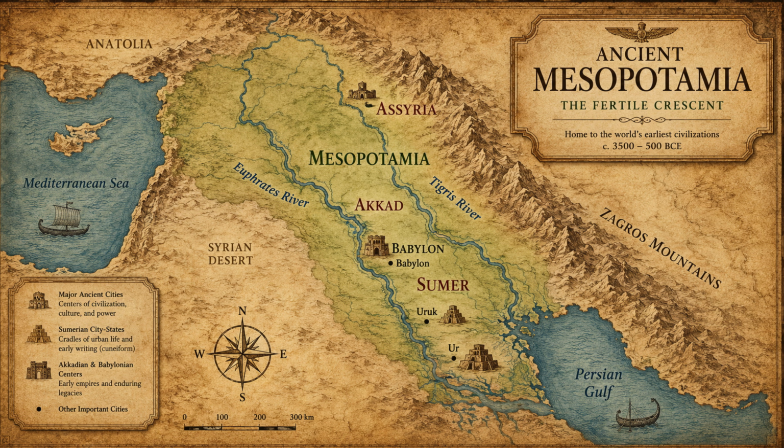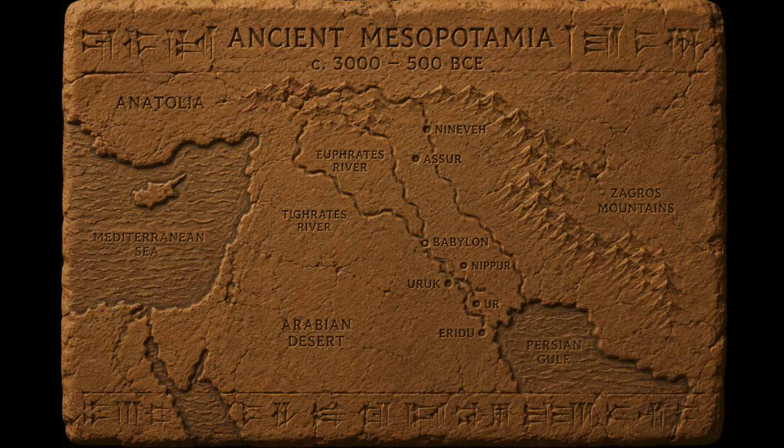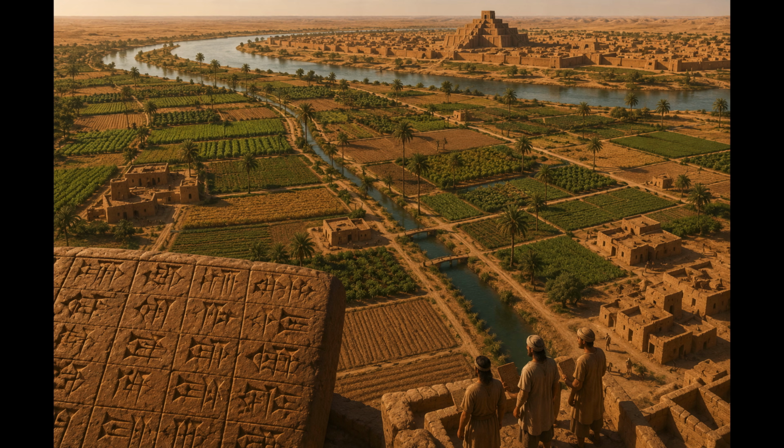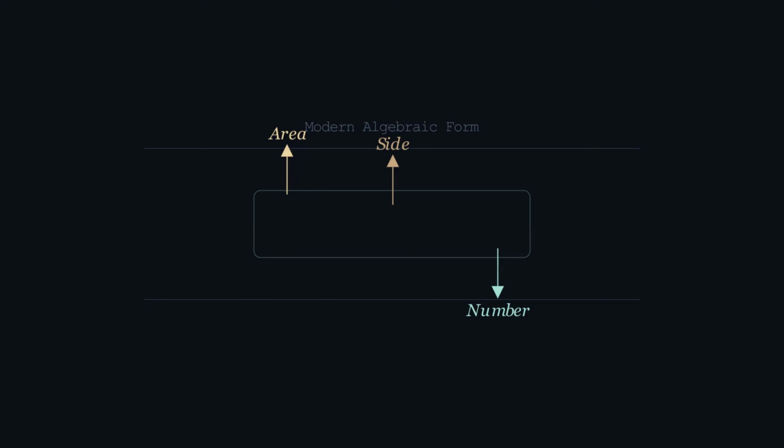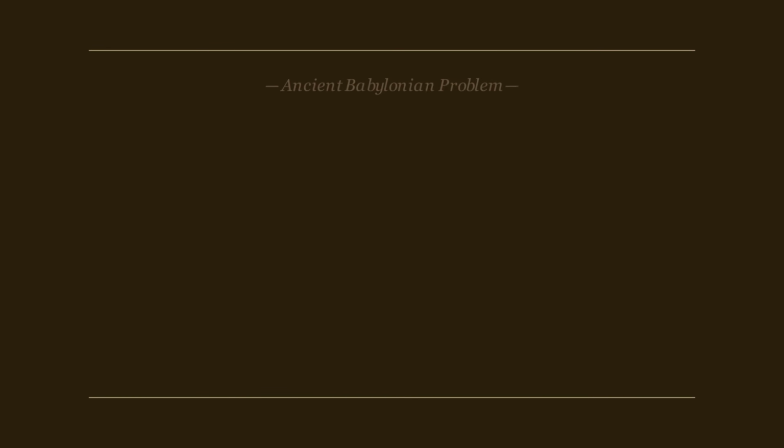Now let us go back almost 4,000 years. Around 1800 BCE, the Babylonians were already solving problems that we would call quadratic equations today. But here is the interesting part. They did not write equations like this: x squared plus x equals 12. Instead, they described problems in words.